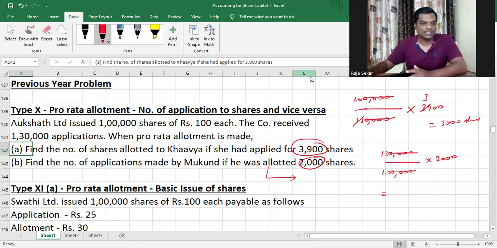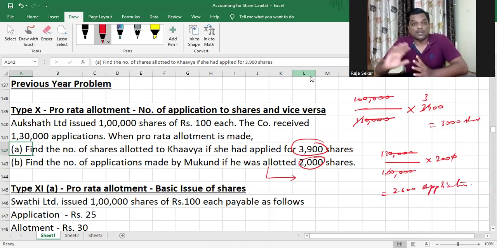So you cancel this and you cancel this. 200 into 13 is 2,600 applications. Again, you get the same answer, my dear children. So either you can just write the formula and substitute it, or you can follow this method that I just taught you, or you can go ahead and find something else, whatever it is. It is just ratio and proportion, simple mathematics, and you should be able to solve this problem.